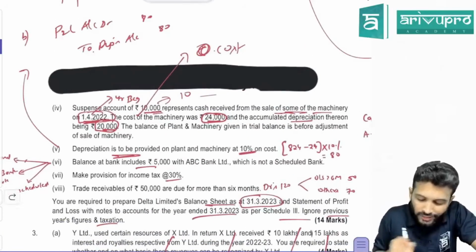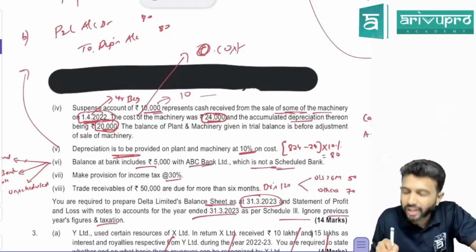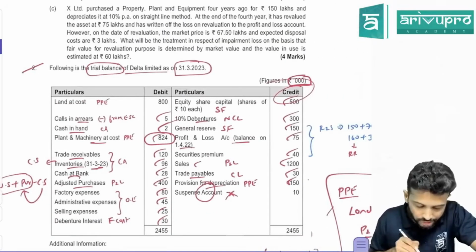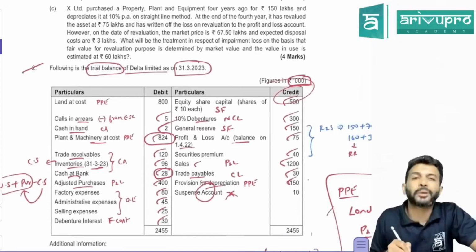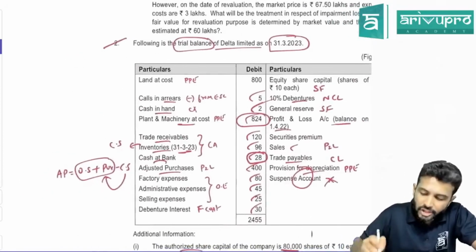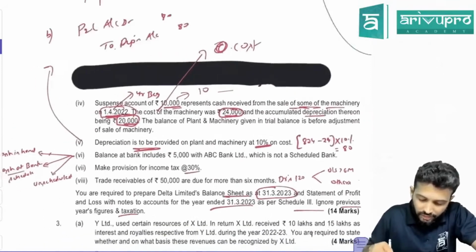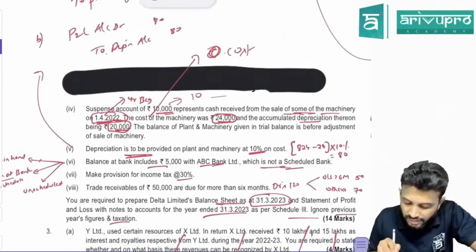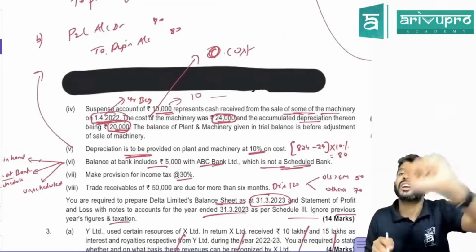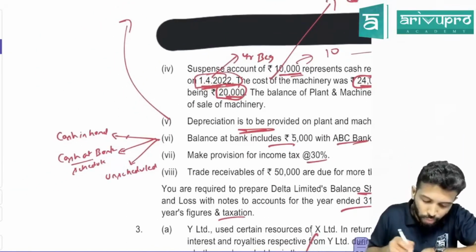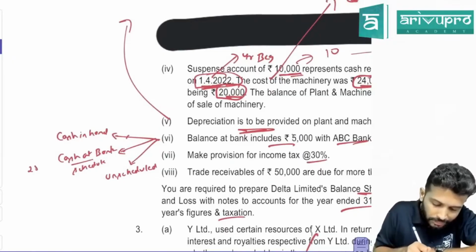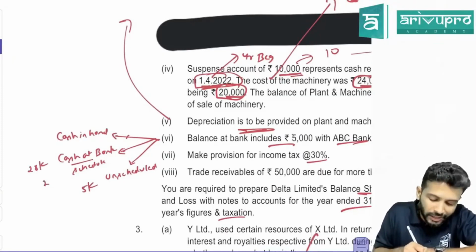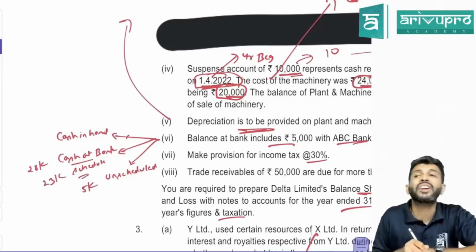Bank balance includes 5,000 with ABC Bank, which is not a scheduled bank. Sir, what is the total bank balance that they've given in the main trial balance? Check. Total main bank balance is how much? 28. In this 28, they are saying 5,000 is with ABC Bank, which is not a scheduled bank. So in 28,000, the total cash and bank balance is 28,000. If 5,000 is not with a scheduled bank, the balance 23,000 will be with the scheduled bank.